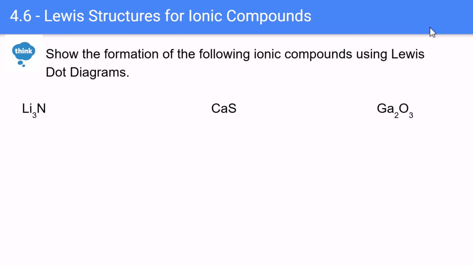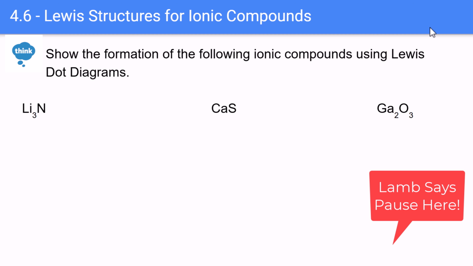So what I'd like us to do here is pause the video. I'm going to show the formation of the following ionic compounds using Lewis dot diagrams. So again, draw out the individual elements, think about how many electrons need to be transferred, and then rewrite them in the end with brackets and charges. It can be a bit tricky at first, but once you understand the flow of electrons from metals to nonmetals, this should be relatively easy. I'll show you here in just a moment. Pause the video and we'll go from there.